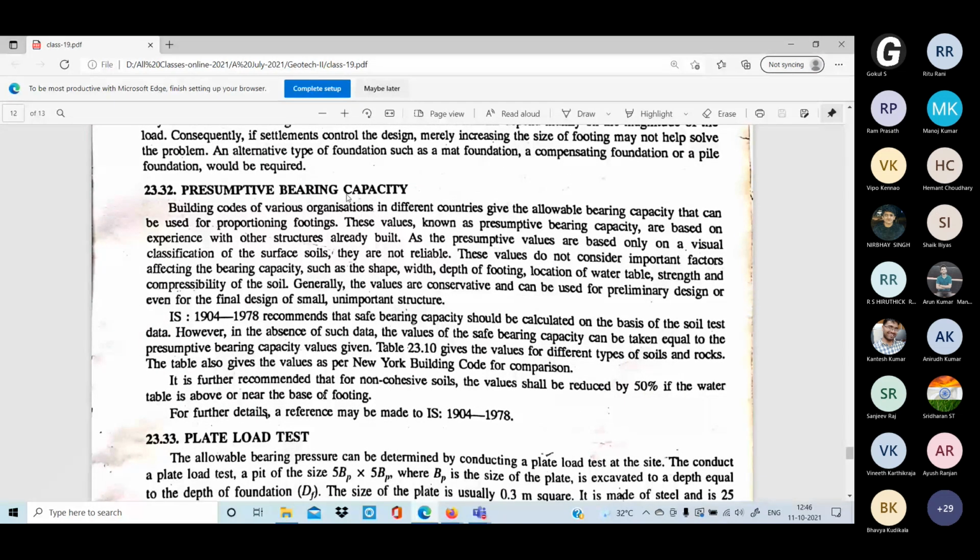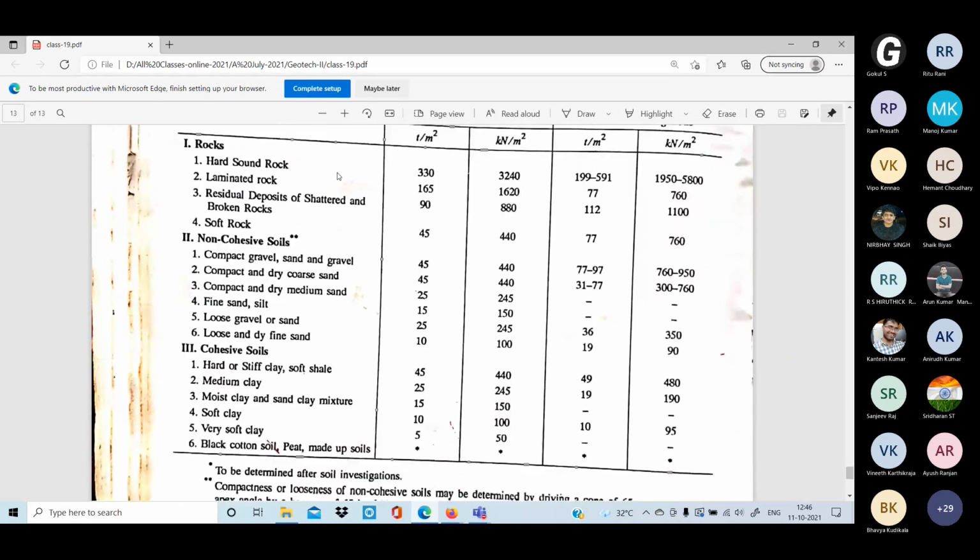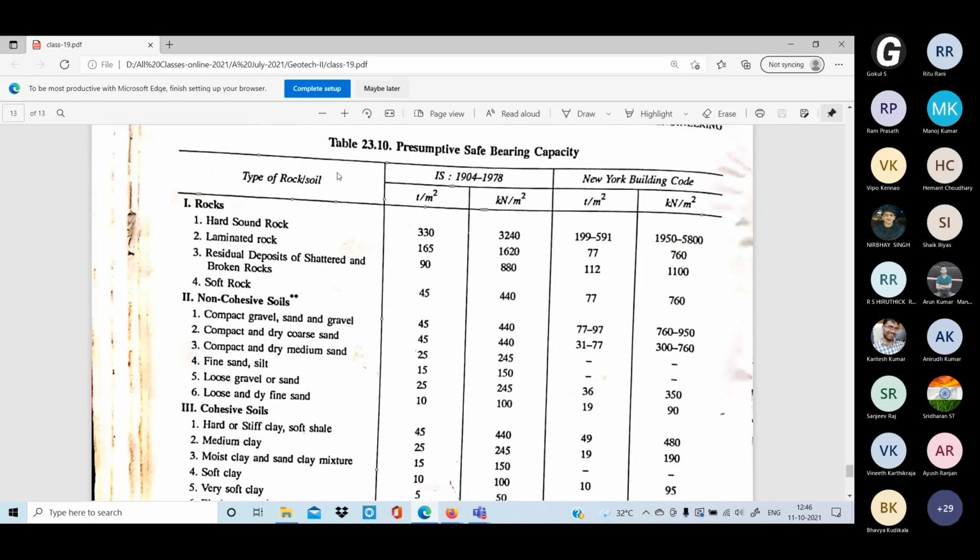Because the chapter is particularly on the bearing capacity, the plate load test we have already seen. This particular table is the presumptive safe bearing capacity. Look at this table very carefully. By using this table we can guess how much bearing capacity a particular soil will have. The IS code is given, the New York code is also given, presumptive safe bearing capacity. That means for rocks, hard rocks, sound rocks, laminated rocks, residual deposit, these are the tons per meter square given.